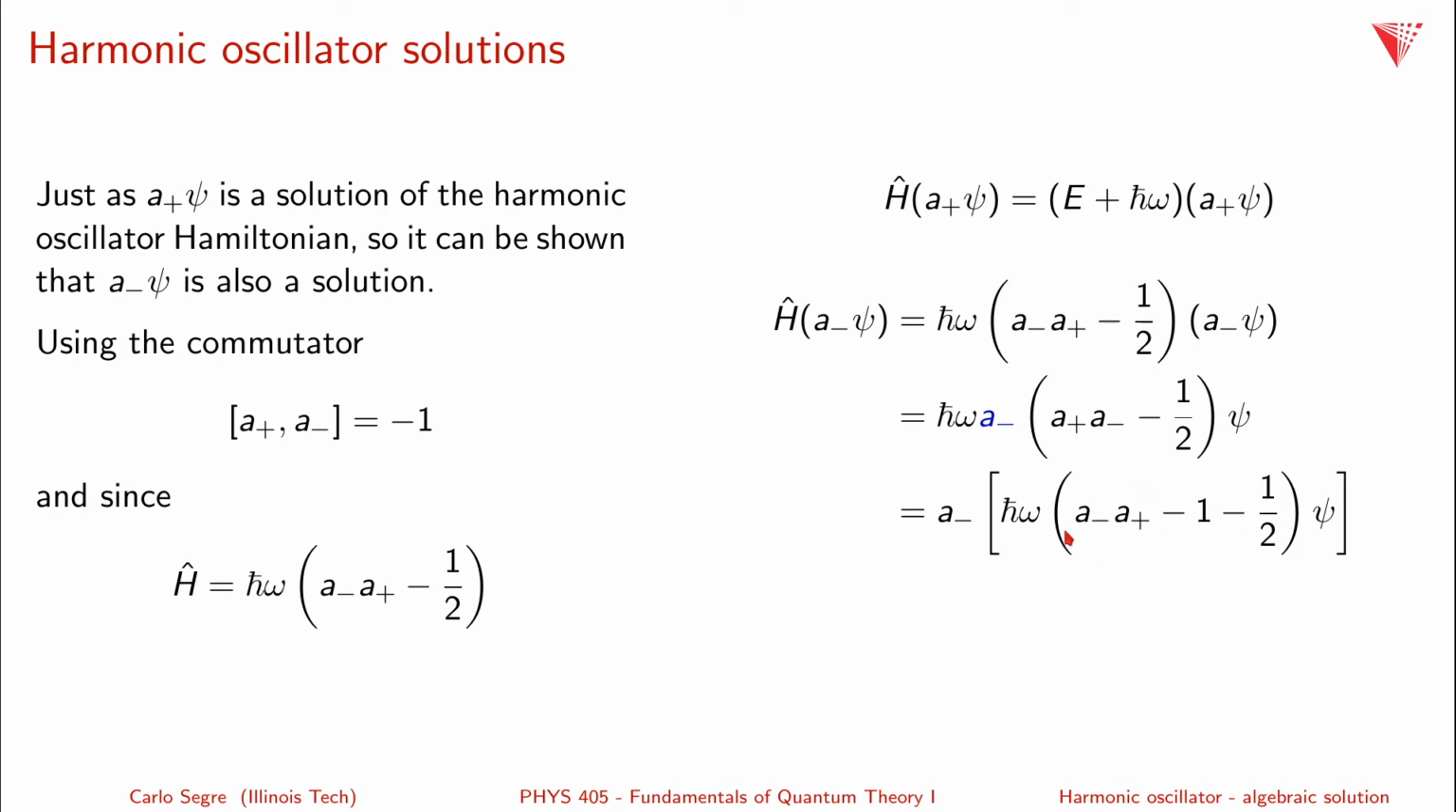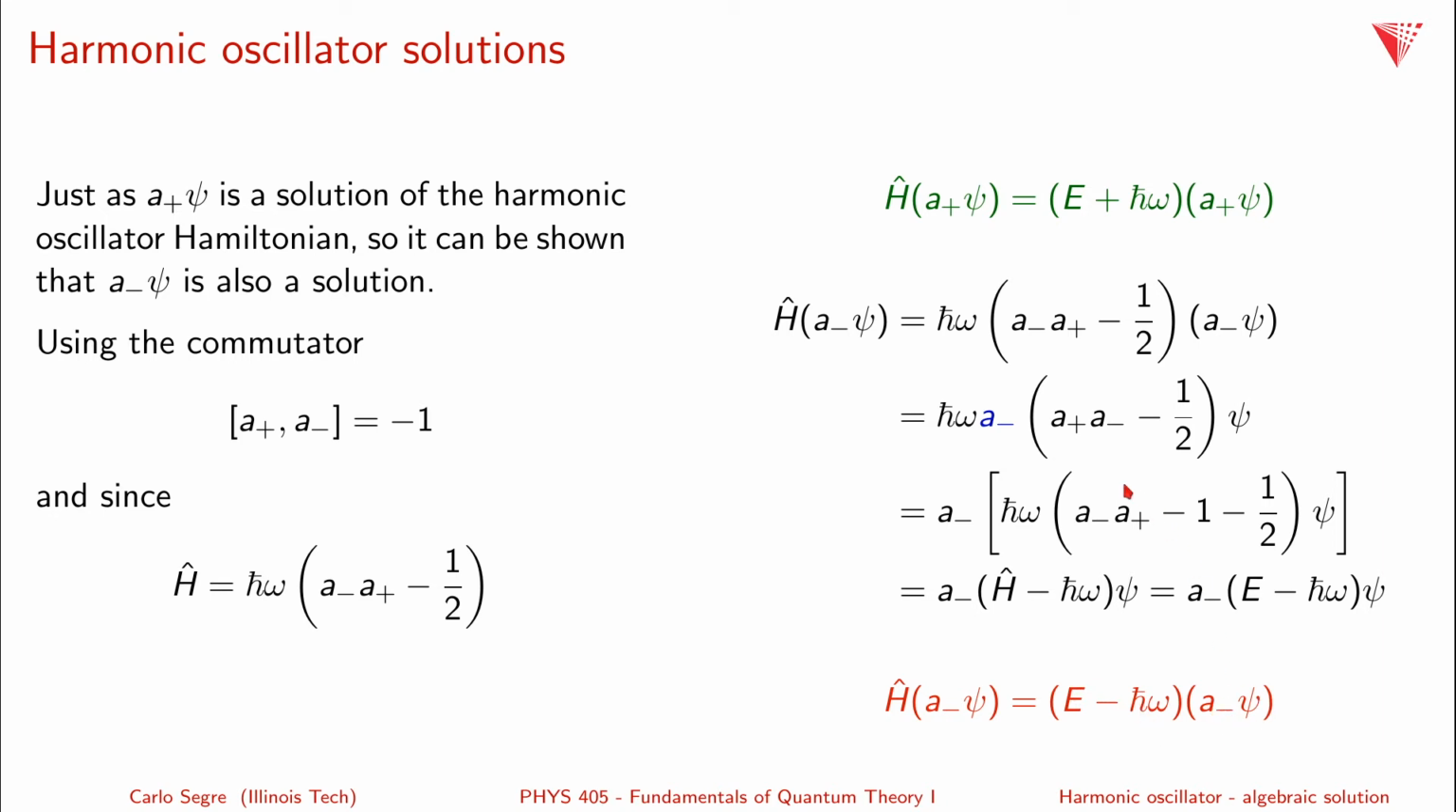But if I pick out this term and this term, I've got the Hamiltonian again, just like I had it up here. And so this gives me a minus times the Hamiltonian minus h bar omega applied to psi. But this is just E, and so this a minus can then be pulled through to give me my final relationship, which is the Hamiltonian applied to a minus psi is equal to E minus h bar omega, a minus psi.